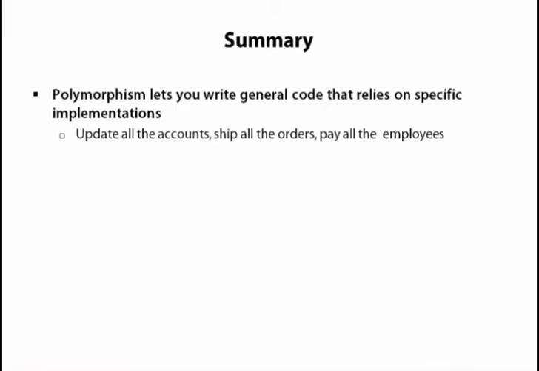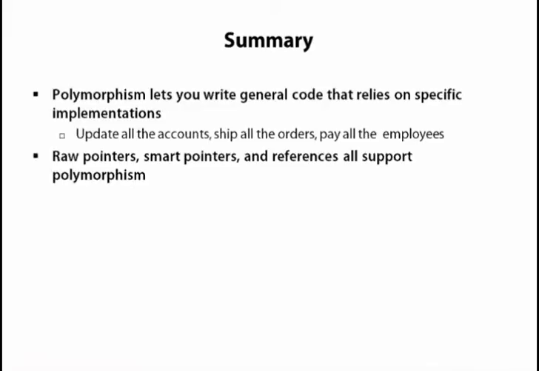With raw pointers, you get polymorphism. With smart pointers, you get polymorphism. With references, you get polymorphism. You don't try to decide which of those to use based on whether or not you're going to get polymorphism, because you're going to get it.